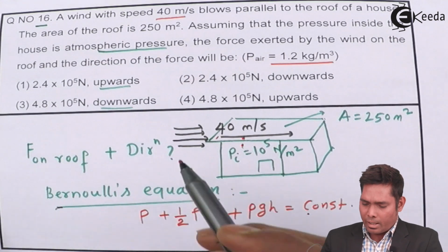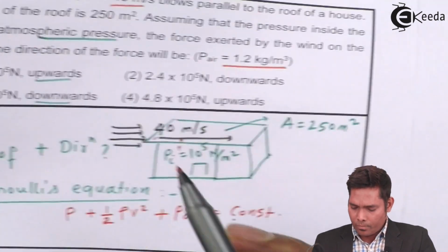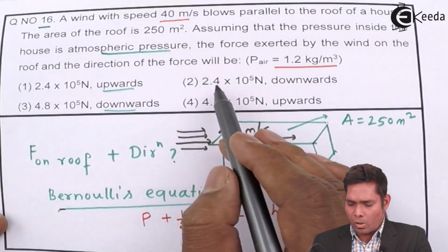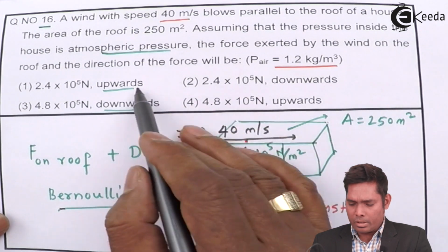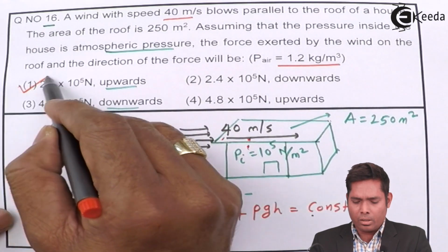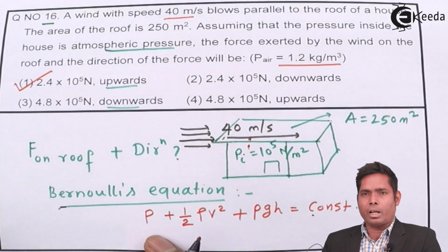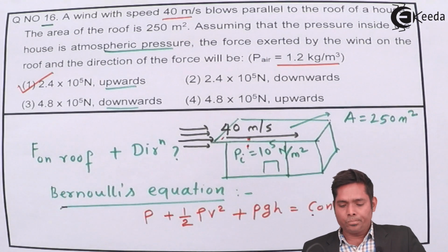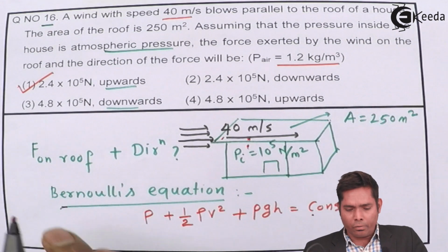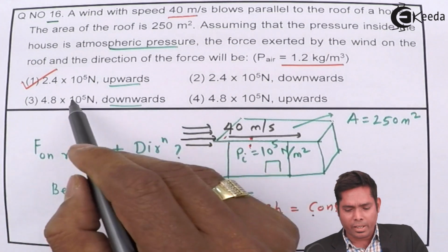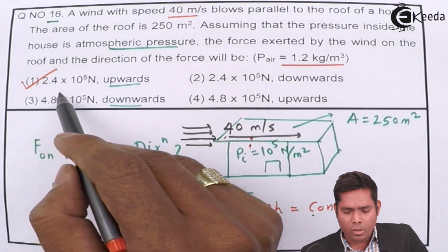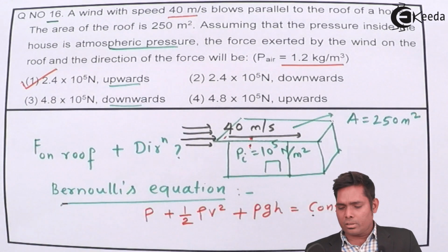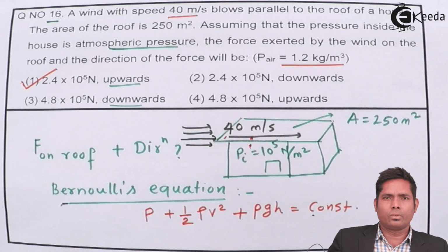If I see the options, 2.4 times 10 to the power 5 Newton is the value here. This value is also there, but this one is upward and this one is downward. We know that the force will act in the upward direction, which sometimes blows the roof off. The pressure inside is always more than the pressure outside in case of a cyclone. Therefore the force will be acting in the upward direction from below, and this is the right answer to this question. Okay, thank you.